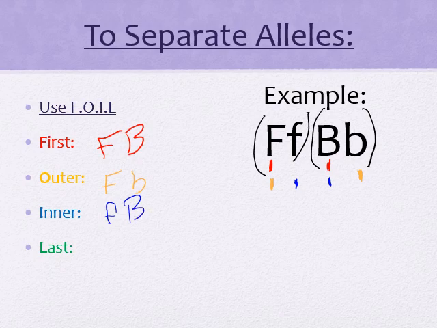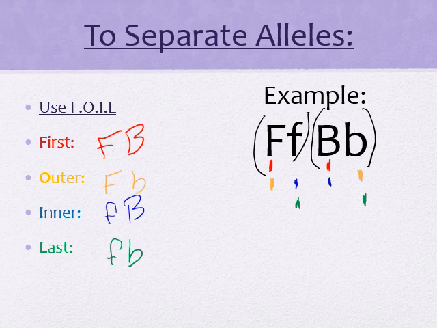And finally, we have the last combination, or the last two letters in each allele combo. So in this case, that would give us lowercase f, lowercase b. So this is the hardest part of going ahead and doing a dihybrid cross, separating the alleles. Once you have this, it's just as similar as every other cross we've done. So this is how to set up the first bit. I'm going to go ahead and allow you to set up the second one on your own.